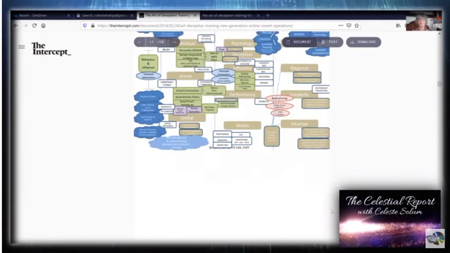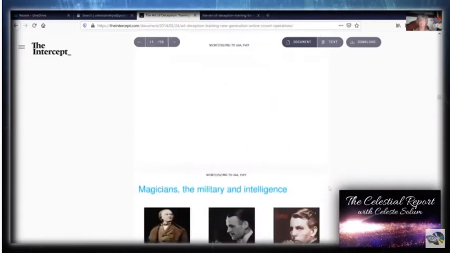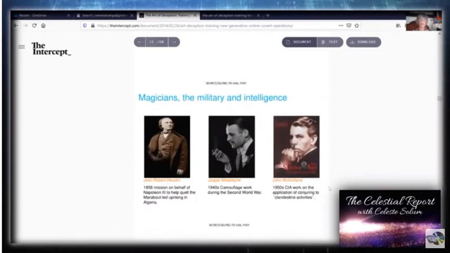And this is the human science learning path. And see, they take each one of these into account. See, they've got it metric, scams and deception for 2 weeks, you know, that type of thing. Magicians, the military, and intelligence. So it's been done before in 1856, in 1940s, and 1950s.